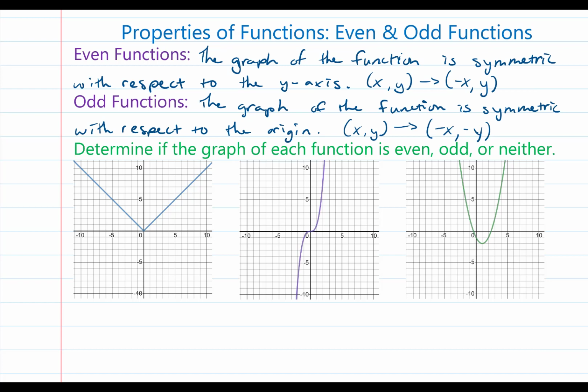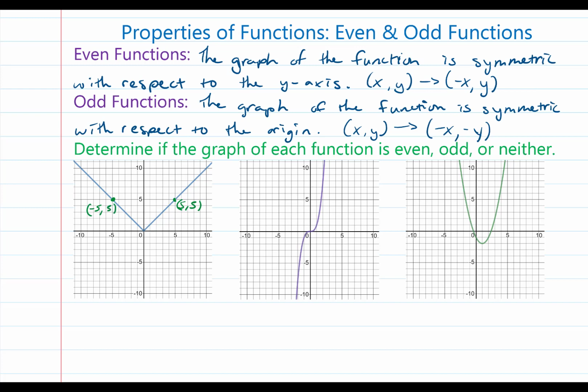So let's look at each of these examples and determine whether it's an even function based on the symmetry with respect to the y-axis, an odd function based on the symmetry with respect to the origin, or neither. And so looking at the first one, I'm going to go ahead and pick a point on the graph, which I pick 5 comma 5. And does there exist an ordered pair that satisfies my definition, which says that it should have the opposite x value but the same y value? And the fact is that that is true. We do have a point on the graph, which is negative 5 comma positive 5.